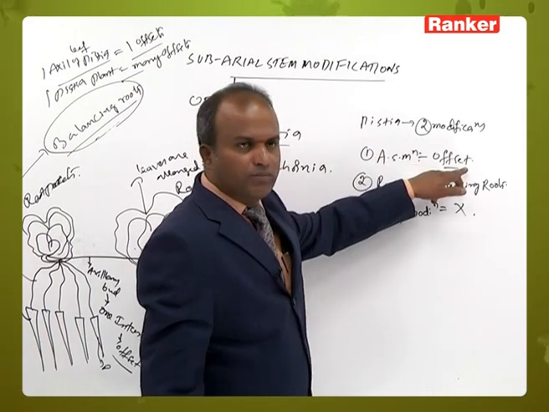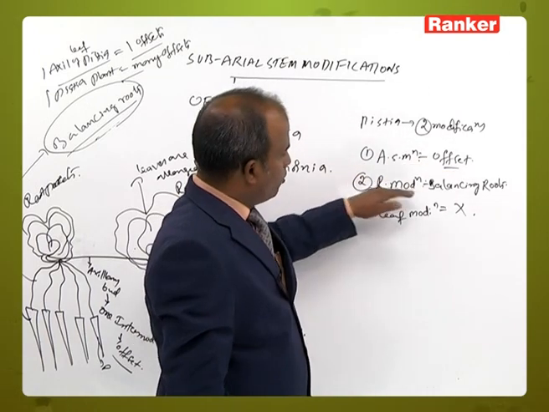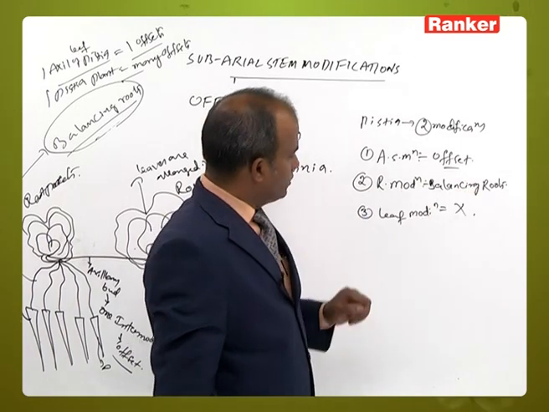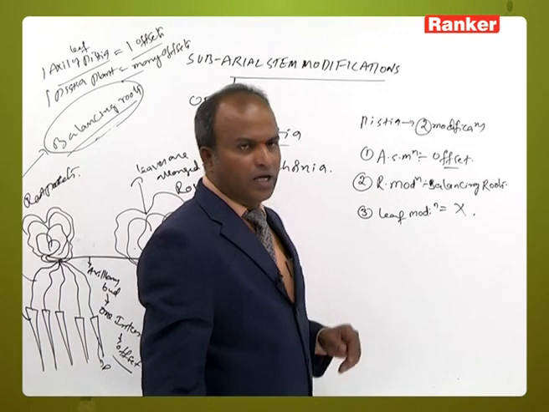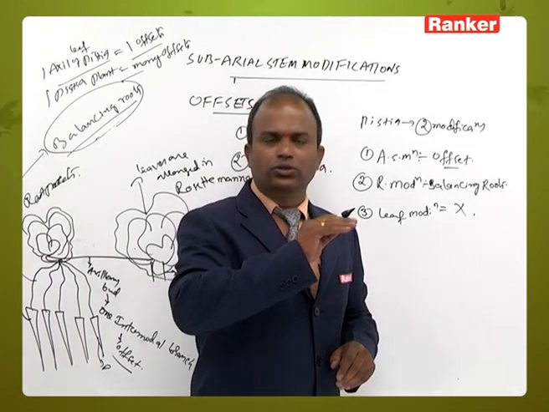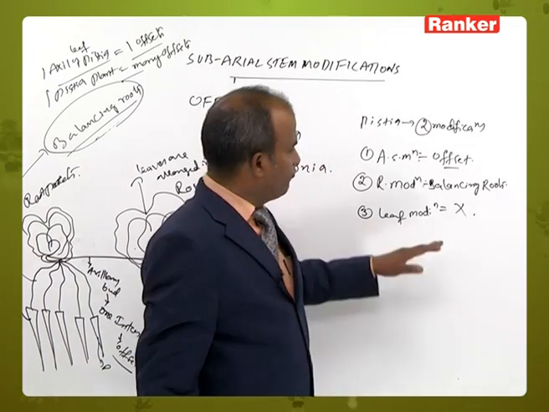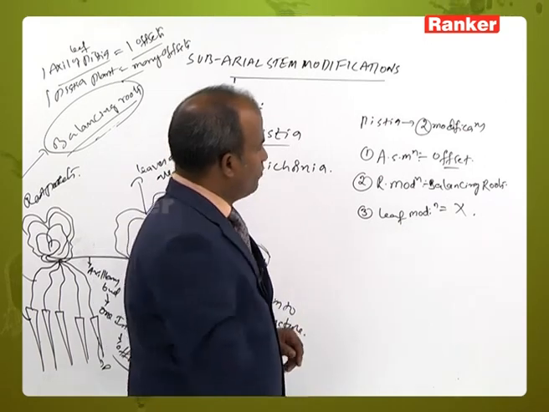One is aerial stem modification, that is the offset. And root modification, that is nothing but balancing roots. And this Pistia does not show leaf modification. And one more thing here.